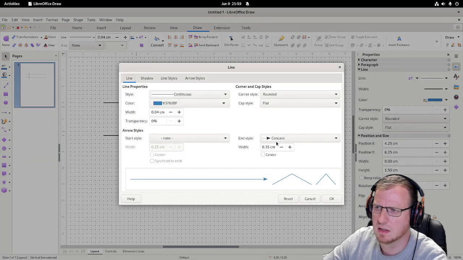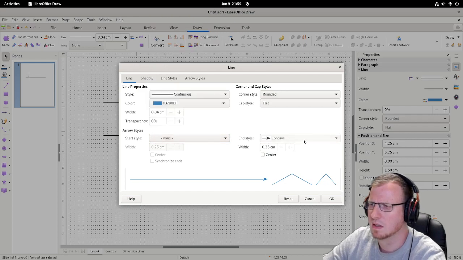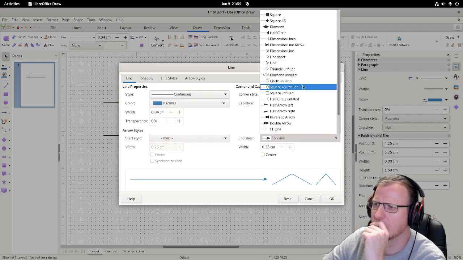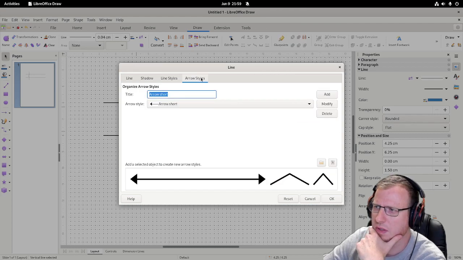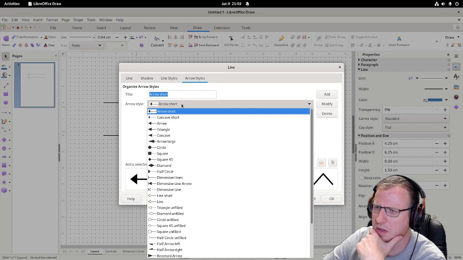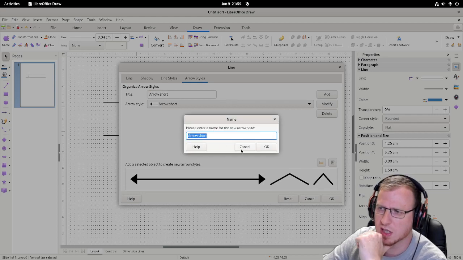Line. Yeah. Start style can be another. Ahead. Arrow styles. Yeah, arrow short. Modify. Come on, they changed it.